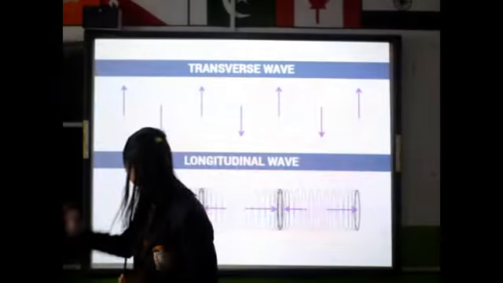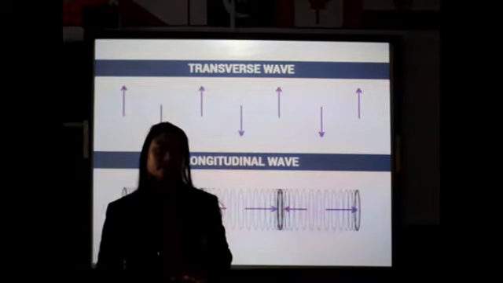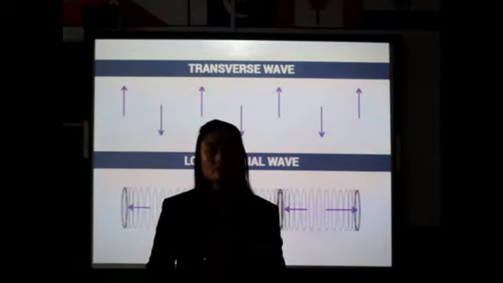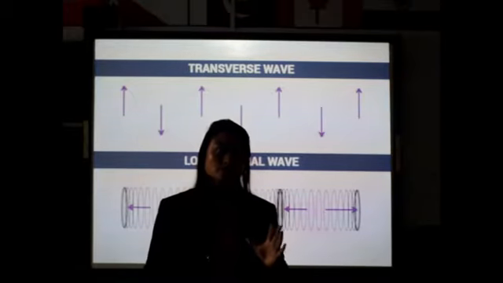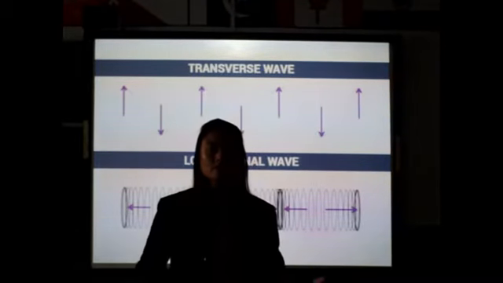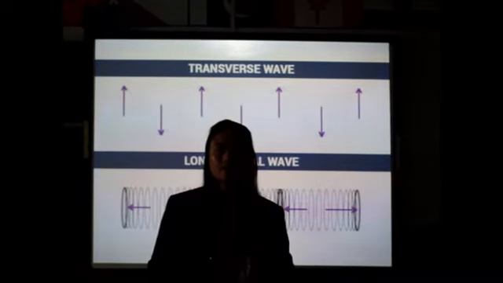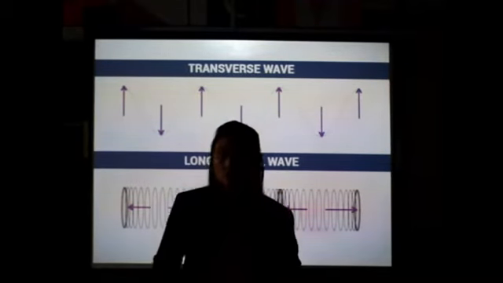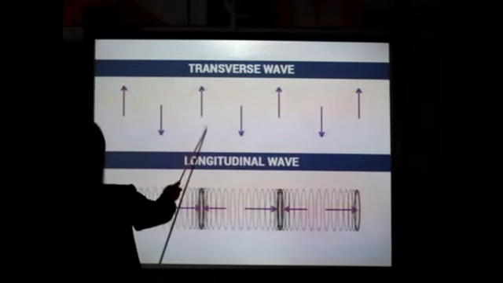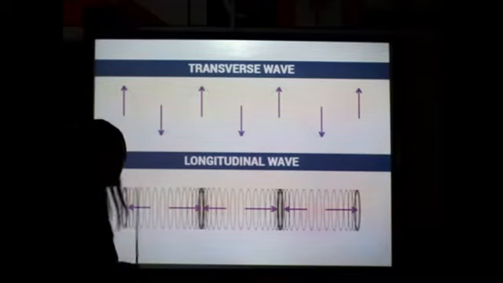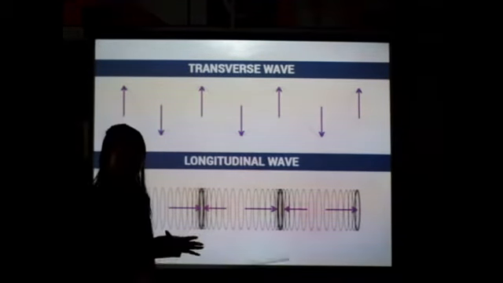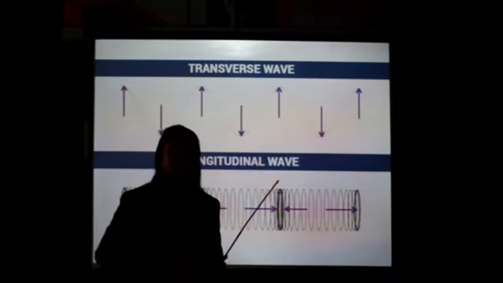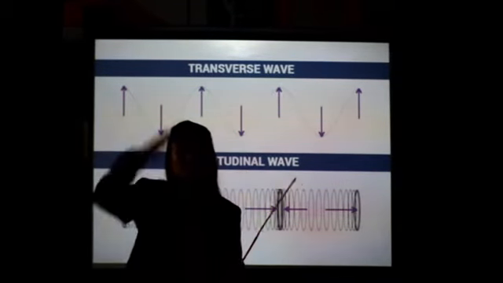We'll be showing you now. As we discussed, sound travels in the form of wave. We discussed how sound is produced and how sound travels. Now there are two types of waves: one is transverse wave, the other is longitudinal wave. Transverse wave means when the particles move up and down.